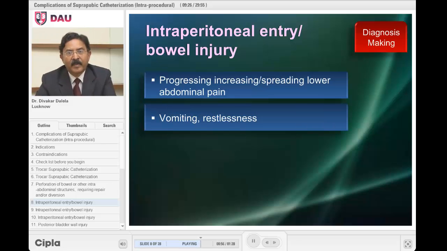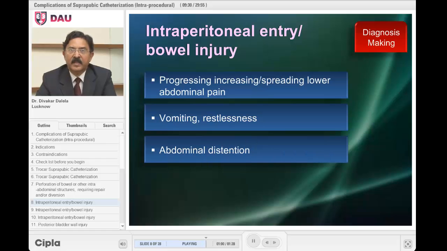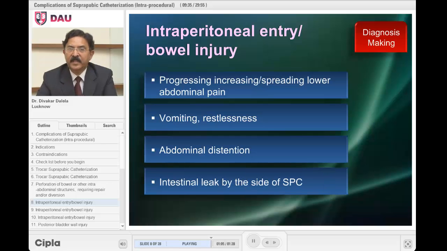If the patient starts vomiting, if the patient starts showing restlessness, if the abdomen starts getting distended, if there is leak of intestinal fluid by the side of the suprapubic catheter. These signs are very easy to spot out. But it is too late if you diagnose the bowel injury by intestinal leak. You should be able to diagnose bowel injury by the first box, increasing pain and increasing area of the pain.